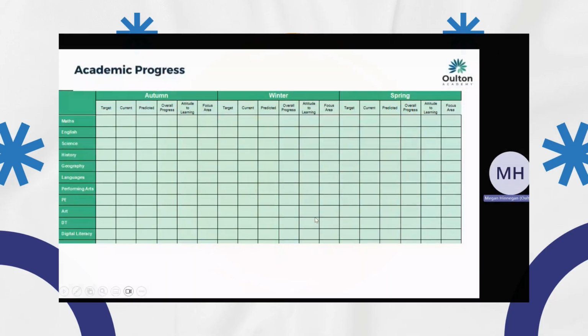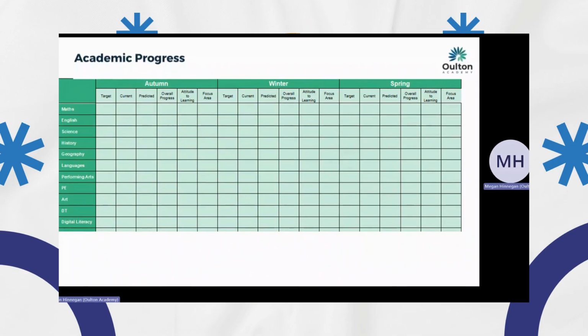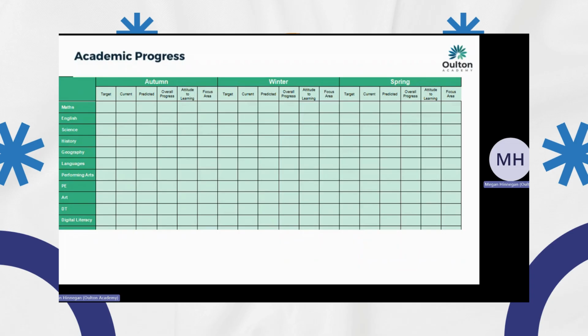This half term, all pupils at Olton Academy have been sitting their summative assessments. This information is going to be used to record a report for your child that outlines their academic progress and how they are doing so far this year. These reports for Year 9 should go home before the Christmas holiday.